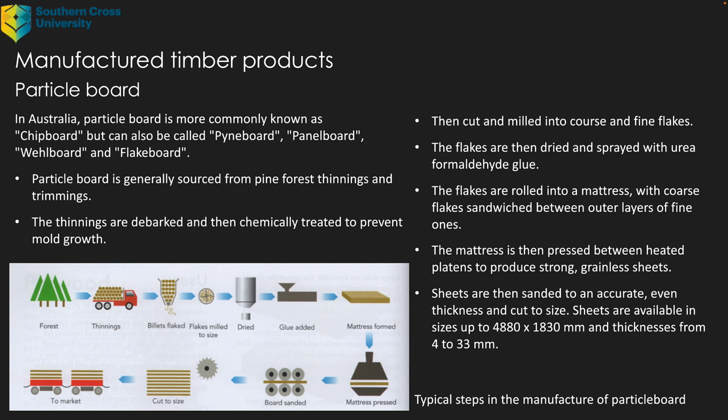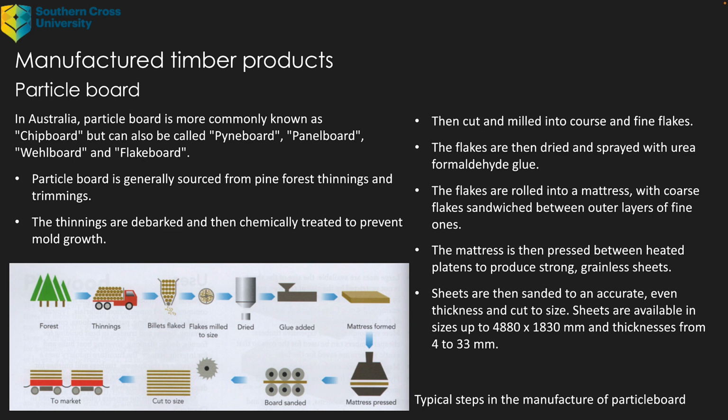Particle board is generally sourced from pine forest thinnings and trimmings. The thinnings are debarked and then chemically treated to prevent mould growth. They're then cut and milled into coarse and fine flakes. The flakes are then dried and sprayed with urea formaldehyde glue. Once that's happened, they're then rolled out into a mattress, and coarse flakes are sandwiched between outer layers of fine ones. And you can generally see that when you look at the edge of particle board.